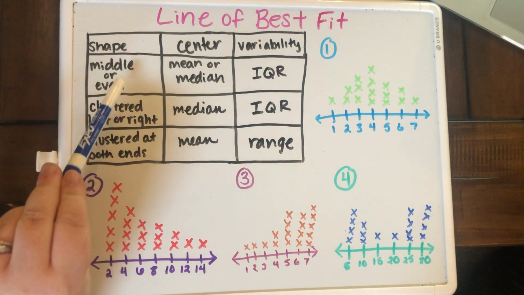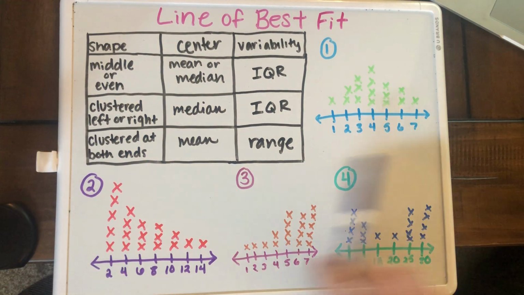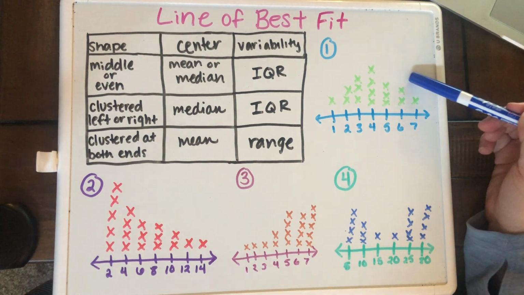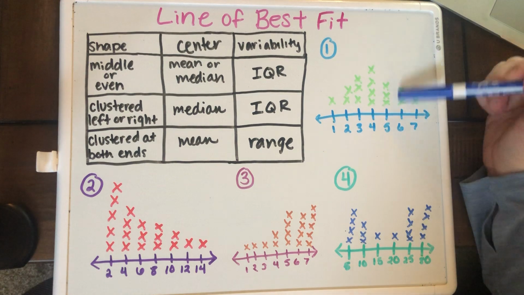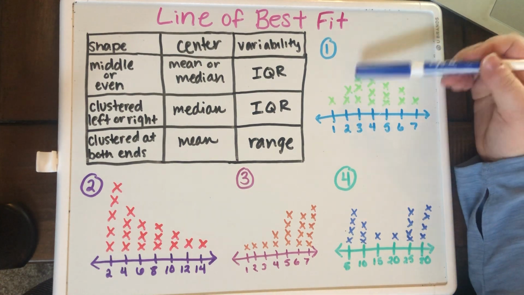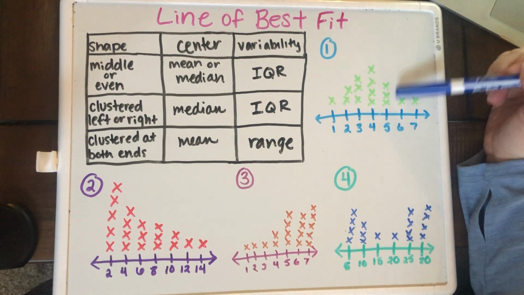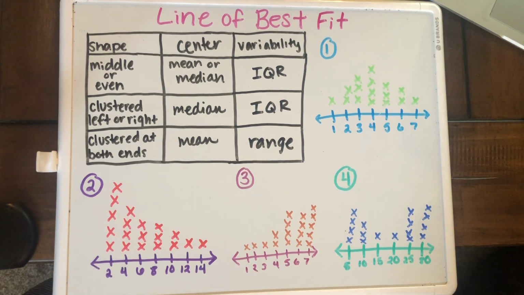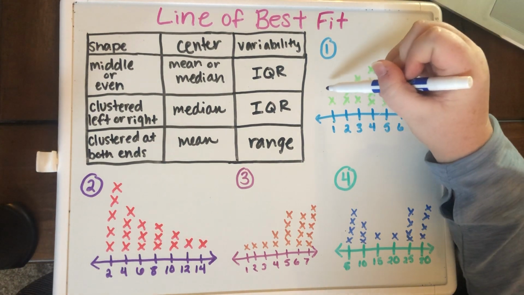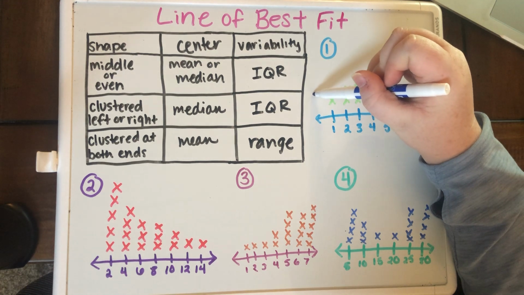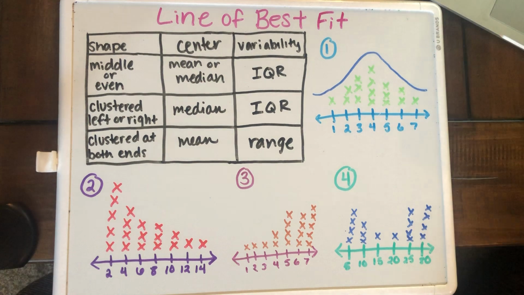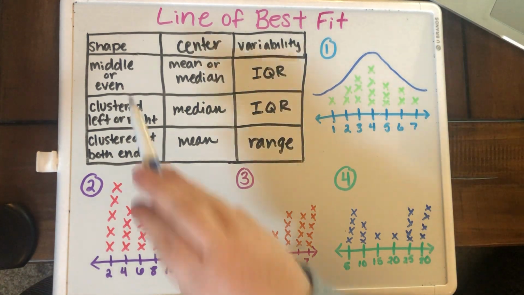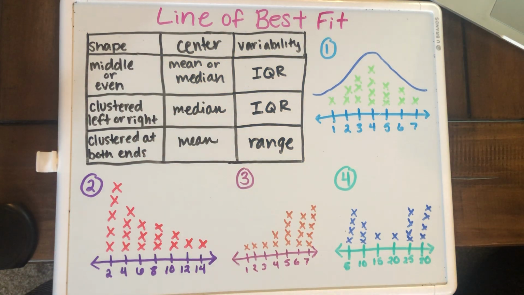So if the shape is middle or even, out of these examples, our number 1 is middle or even, which means that the majority of the data is centered around the middle. That's where the most data points are. So when you draw a line of best fit, it's gonna look something like that. That's what fits it the best, which means that our shape is middle or even.